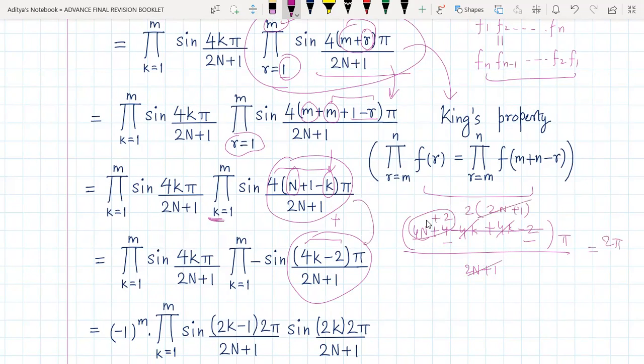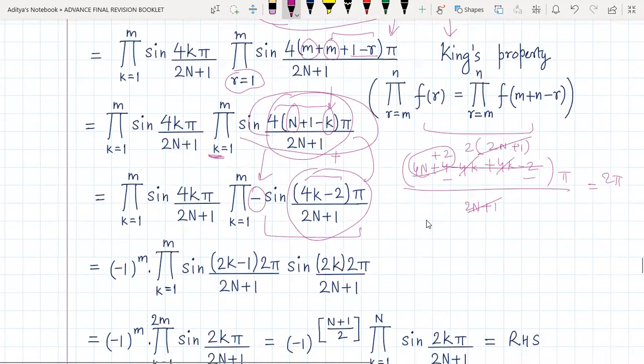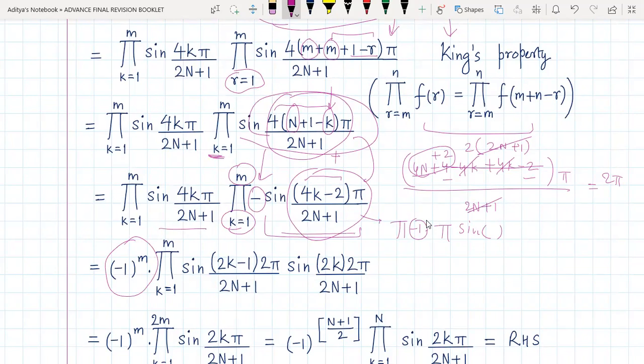So since the sum of these two angles is 2 pi, sine of this quantity I can write as negative of sine of this quantity, right? Now we are going to write it as product of -1 into product of sine of this quantity. Product of -1 for m terms would obviously become -1 power m, and then we have product of two sines, which I've written as one single product of the sines. So basically, once again, I'm using the property that product of f functions times product of g functions is simply product of fg function. That's the only thing that we have done.